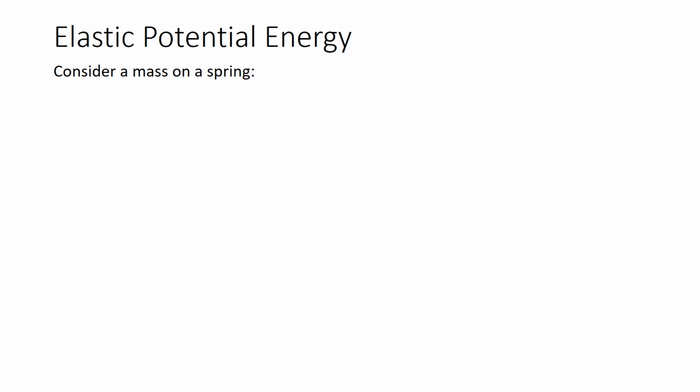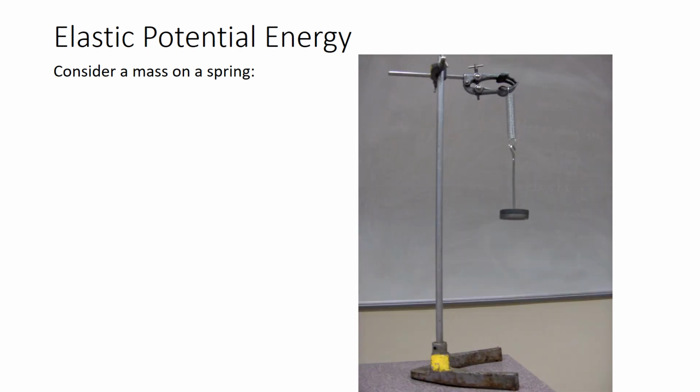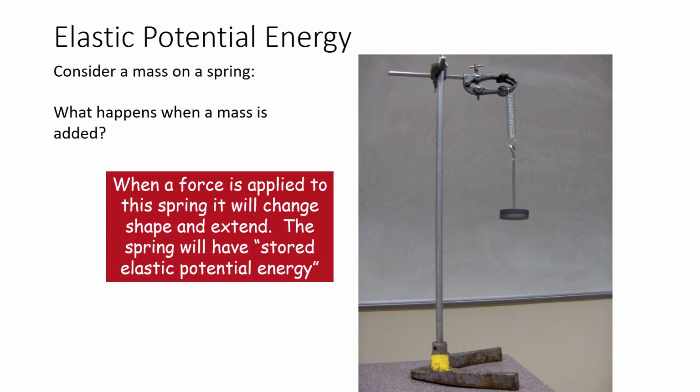So elastic potential energy. By adding the force to the spring and stretching it, the spring basically gains potential energy. All right, again, looking back at my spring, when we add the mass, it stretches downwards. If I take the mass off, it recoils. And the reason it recoils is because it has elastic potential energy. So when a force is applied to the spring, it will change shape and extend. And that's when the energy is stored. Okay? And that stored energy is elastic potential energy.